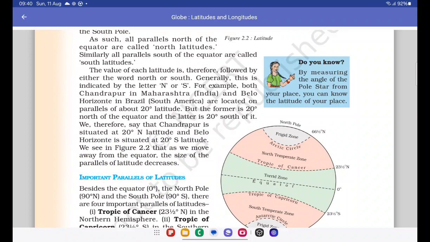The value of each latitude is followed by either the word north or south, because basically the angles on both latitudes are the same. If you don't define which side we're talking about, we'd never know which latitude you mean, right? Let's say I only said 20 degrees. Now you don't know whether it's 20 degrees towards the south or towards the north. So you have to add the symbol N or S to define which 20 degree latitude you're talking about.